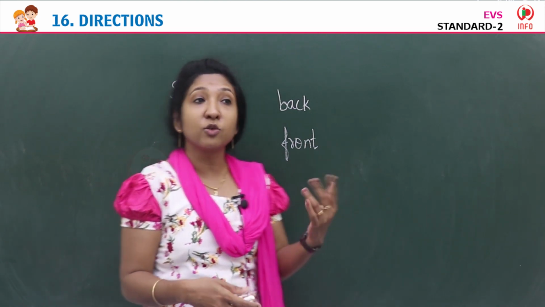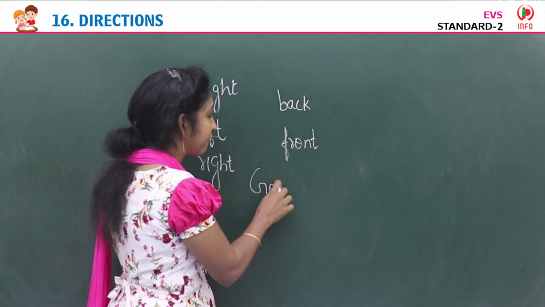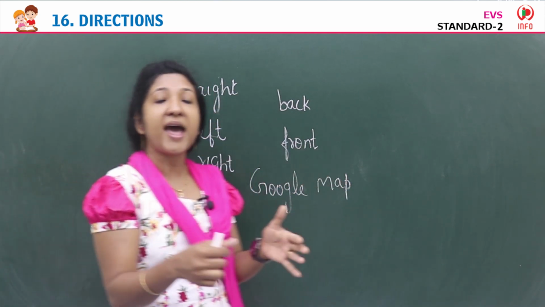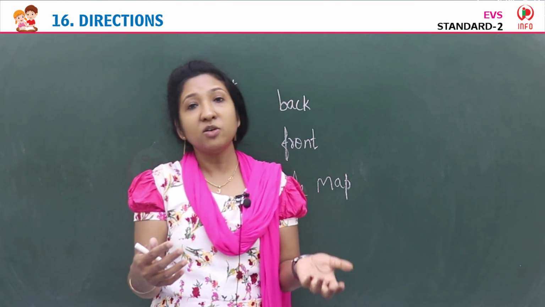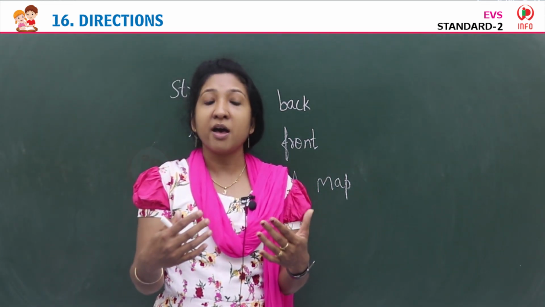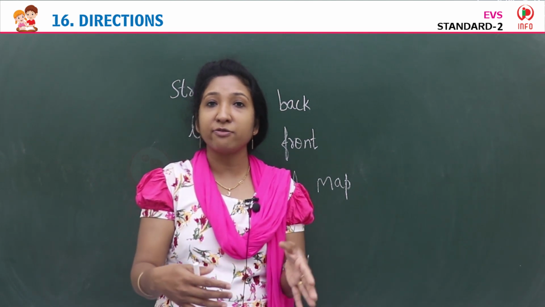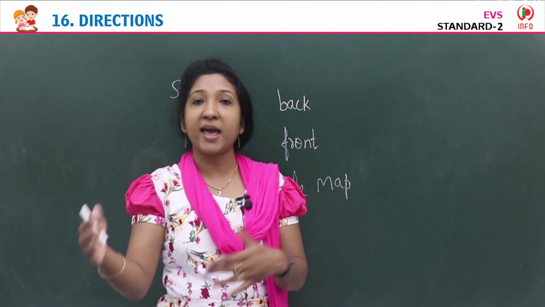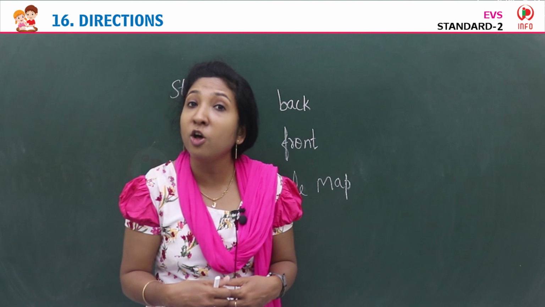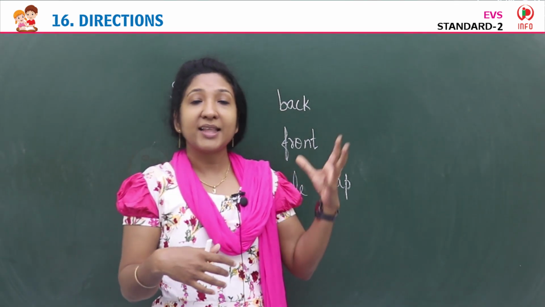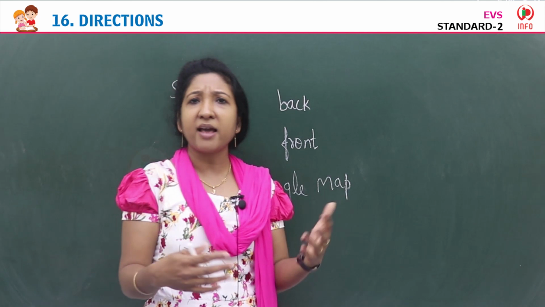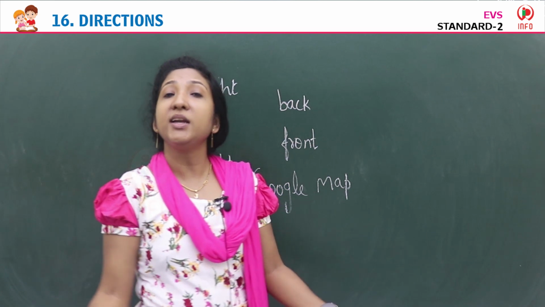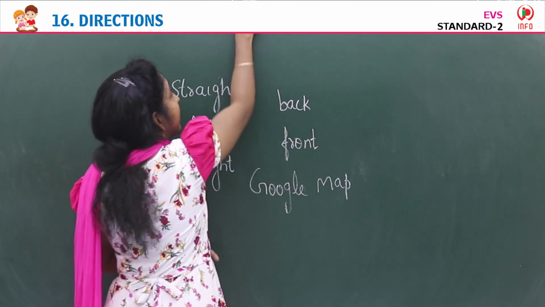Nowadays people use Google Map, isn't it? Google Map in the phone, they use Google Map. Google Map tells us the address, the way. There also they are telling after 200 meters turn left, after 100 meters turn right. They also tell us like that, left, right, straight and all. Yes or no? Yes. So these left, right, straight, front, back, what are these actually, you know? Yes, these are actually directions. That is our lesson of today.